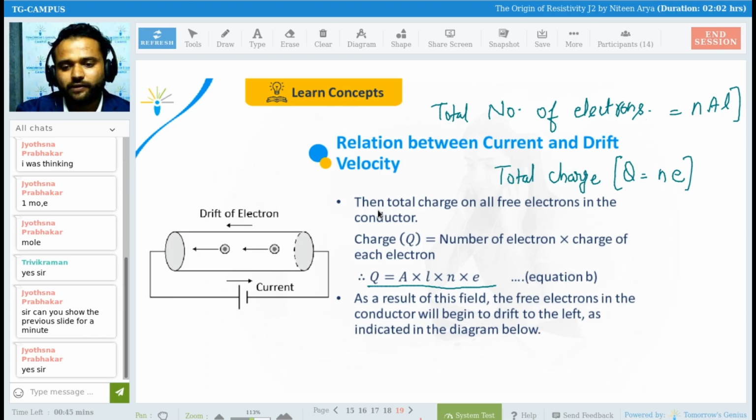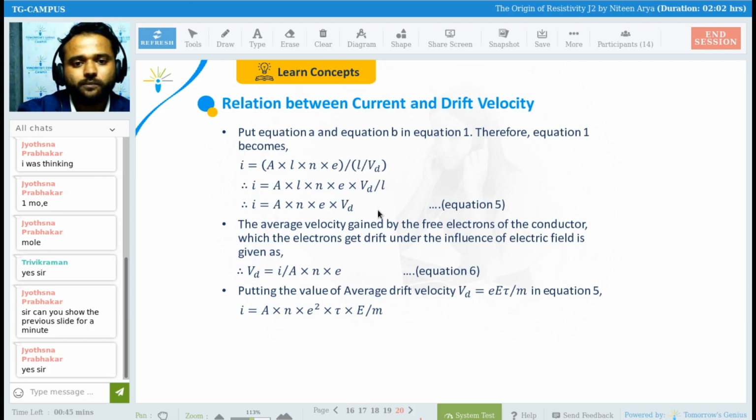As a result of this, the free electrons in the conductor will drift to the left, as indicated in the diagram below. As you can see, free electrons are going to drift to the positive side, and current is going to be in the opposite direction. So putting equation A and B in equation 1. First of all, I equals Q by T. We know this simple relation for current. This is your equation number 1.